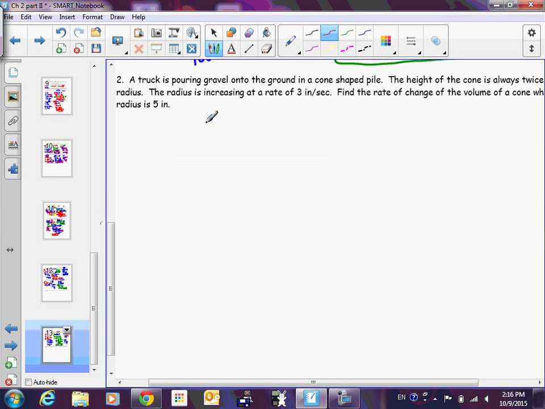Okay, so on problem 2, a truck is pouring gravel onto the ground in a cone-shaped pile. So this time, instead of leaking out, it's forming a cone. So we're not talking about an inverted cone, we're talking about a right side up cone. And it says the height of the cone is always twice the radius. Interesting. The radius is increasing at a rate of 3 inches per second. Find the rate of change of the volume of the cone when the radius is 5 inches.